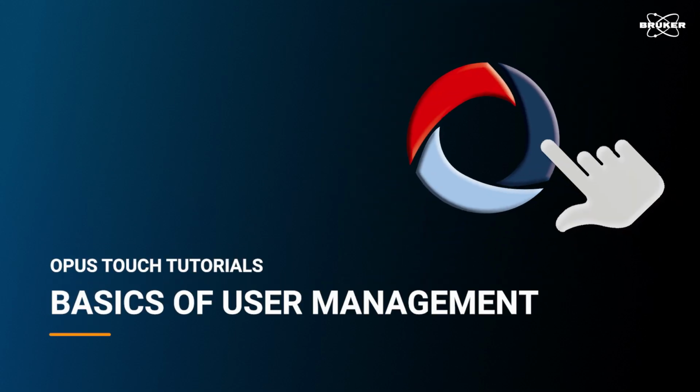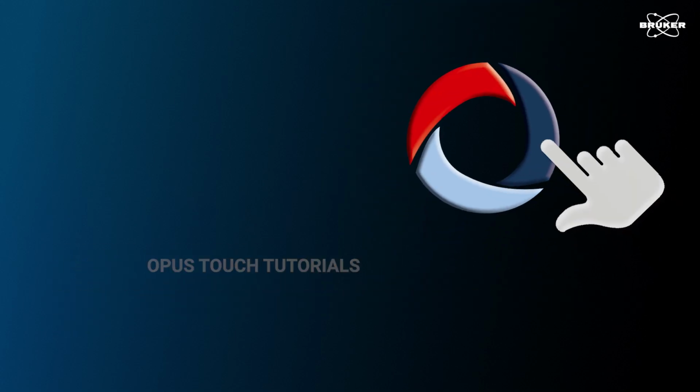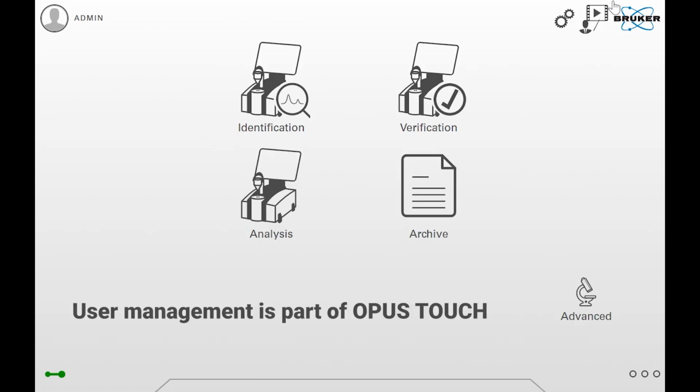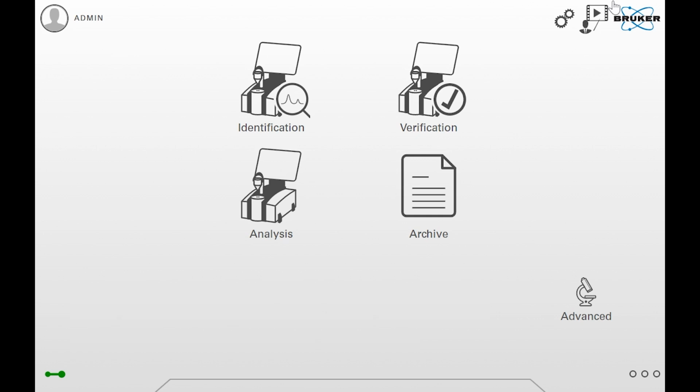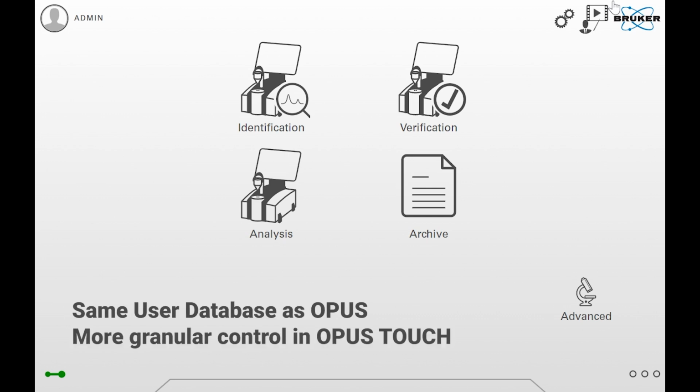In this video you will learn the basics of OPUS TOUCH user management. User management is an integral part of OPUS TOUCH. It allows you to precisely define what individual users or user groups are allowed to do and what they are not. Touch uses the same user database as OPUS, but offers more granular control over individual settings.